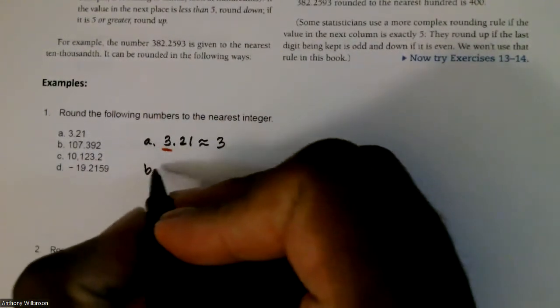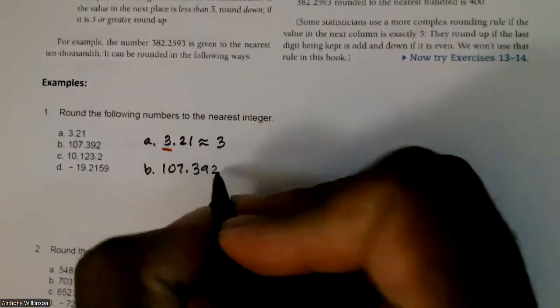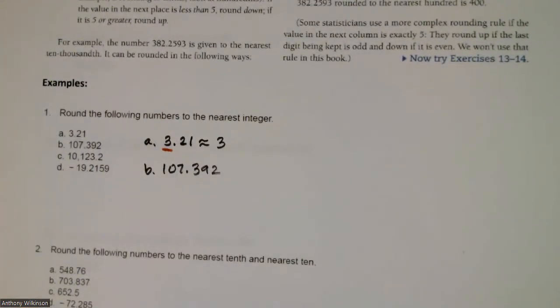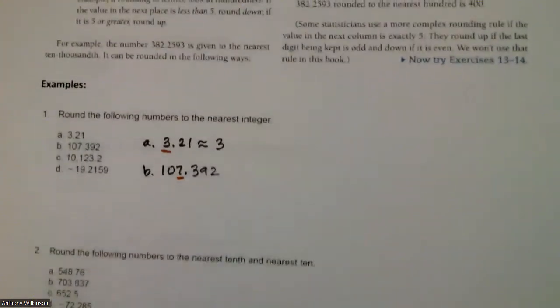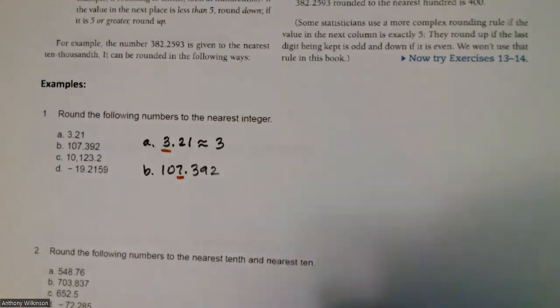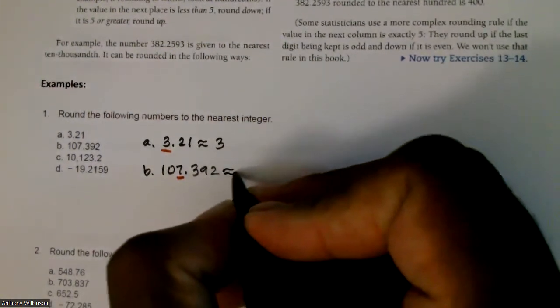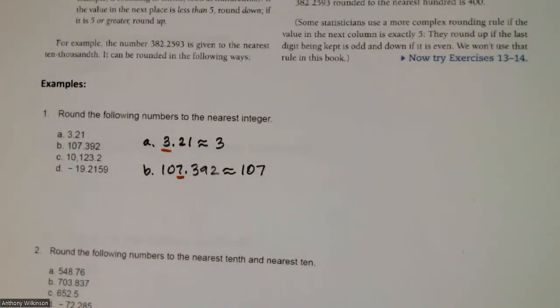All right, part B, 107.392. Rounding to the nearest integer. Well, in this case here, the 7 is in the ones place. To the right of that is a 3, and 3 is less than 5. So that means that the 7 remains the same. So it'd be 107.